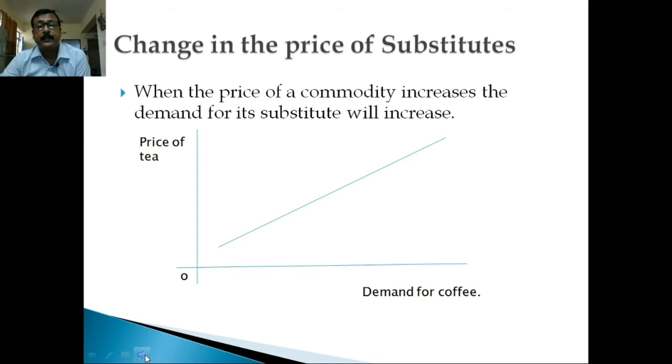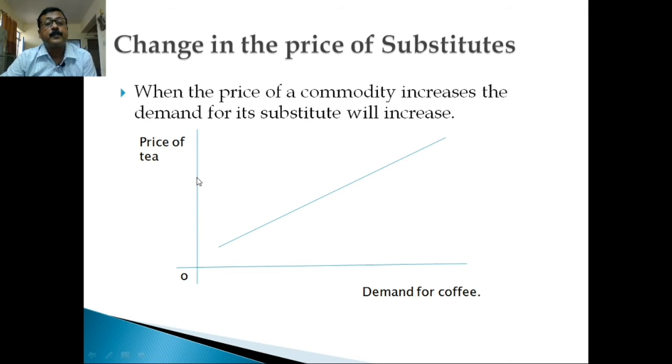Now let us see the diagrammatic presentation of change in the price of substitutes. When the price of a commodity increases, the demand for its substitutes will increase. That means whenever we see an increase in the price of tea, there will be a corresponding increase in the demand for coffee. When the price of tea increases, people will give up the use of tea and they will buy more of coffee.